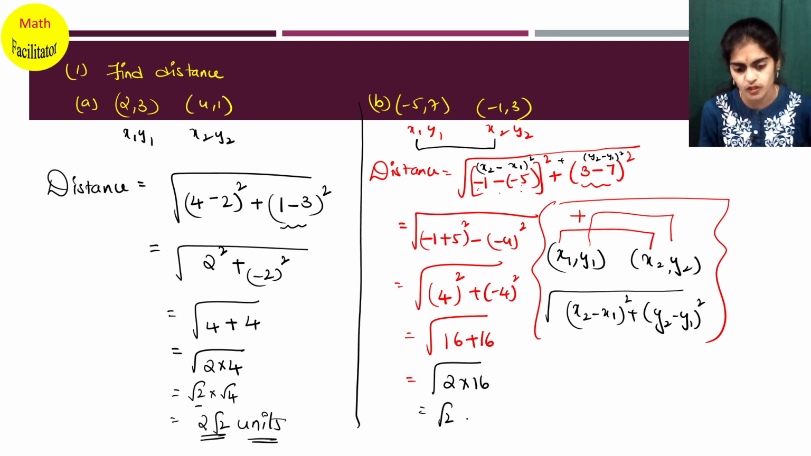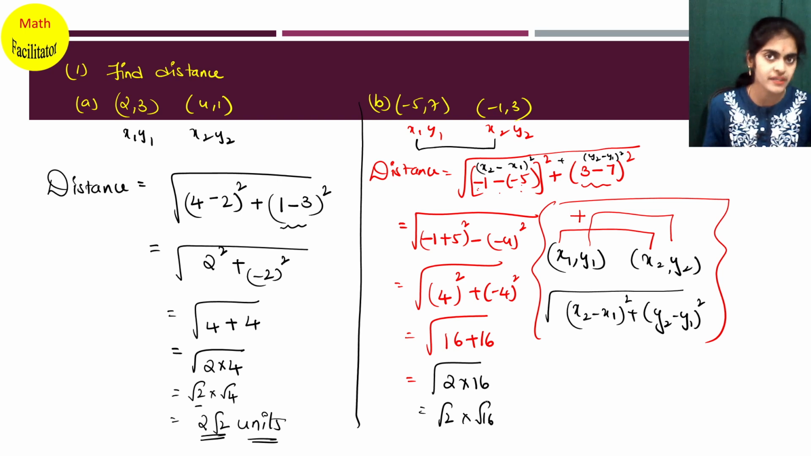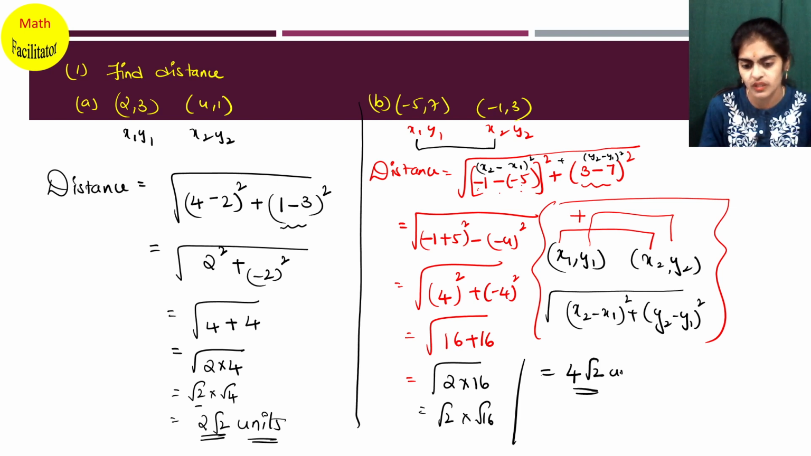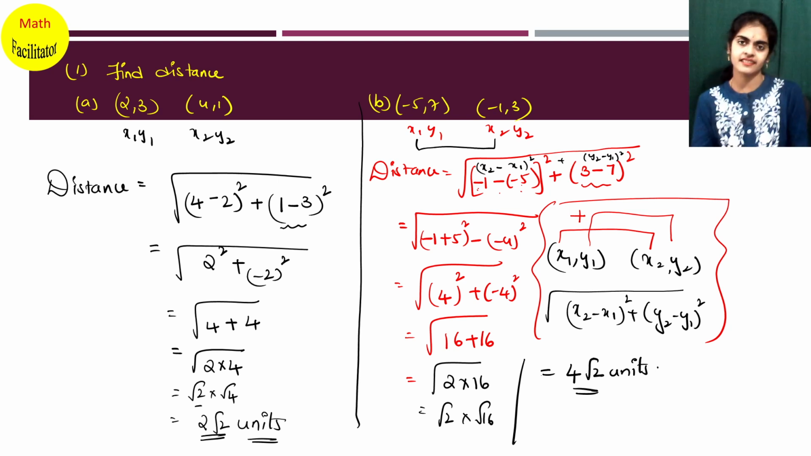So now again, root 2 into root 16, this is root over ab is root a into root b. So root 16 is nothing but 4, right? And you have root 2 here. So 4 root 2 units is the final answer. Did you all understand this?